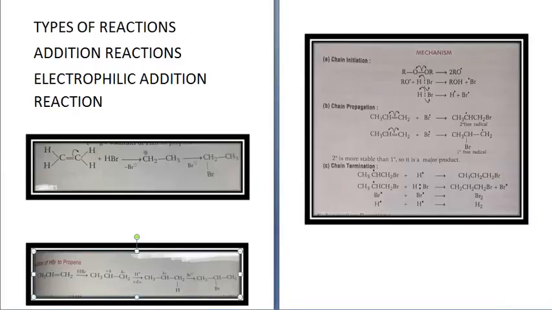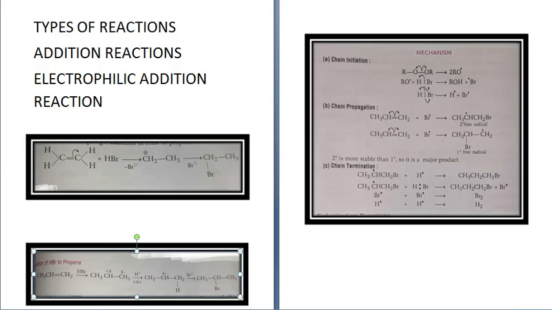Today we are going to study about the types of reactions. Now in that, the first type of reaction is addition reaction. Through this reaction, the unsaturated compounds get converted to saturated compounds with the help of attacking reagents. That means in addition reaction, pi bonds get converted to sigma bonds. Alkenes, alkynes, carbonyl compounds all undergo addition reactions.